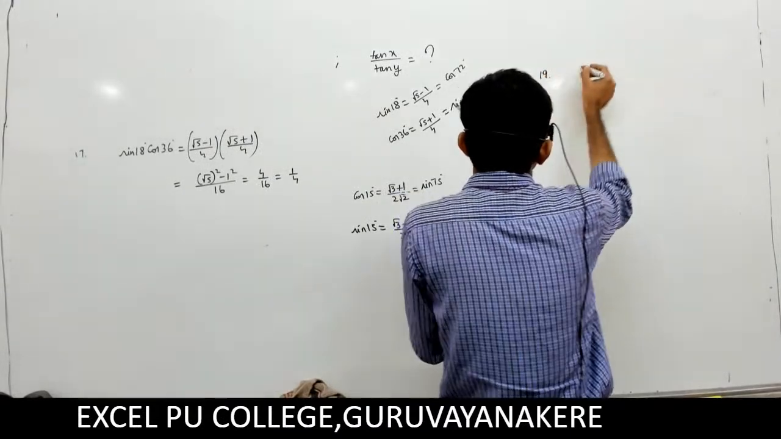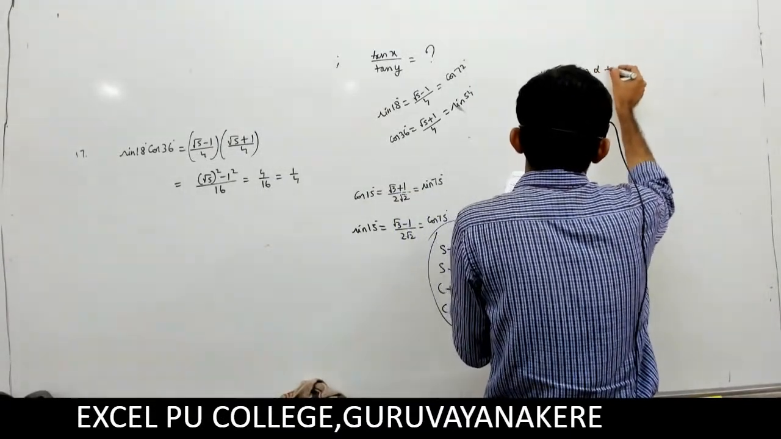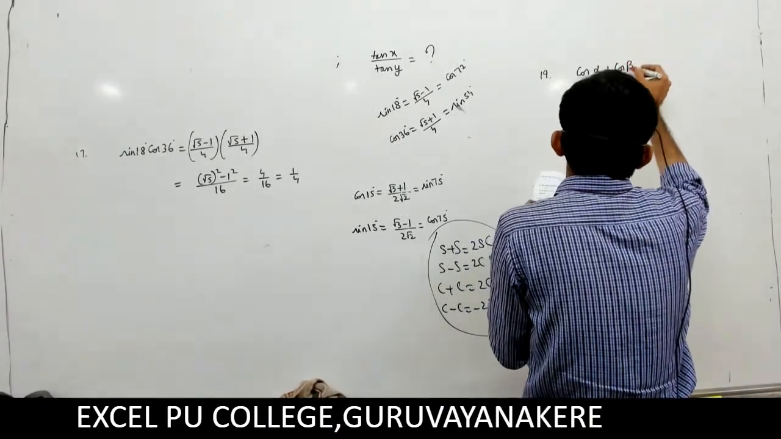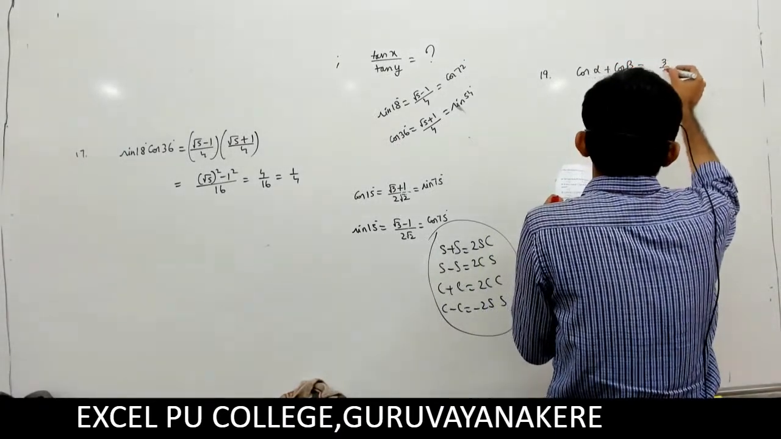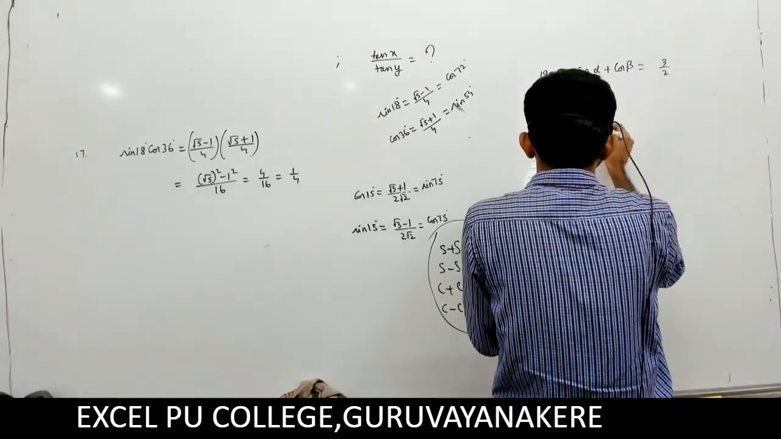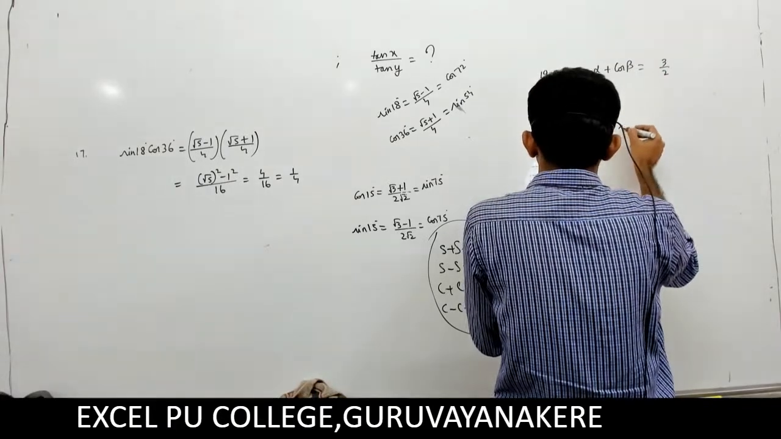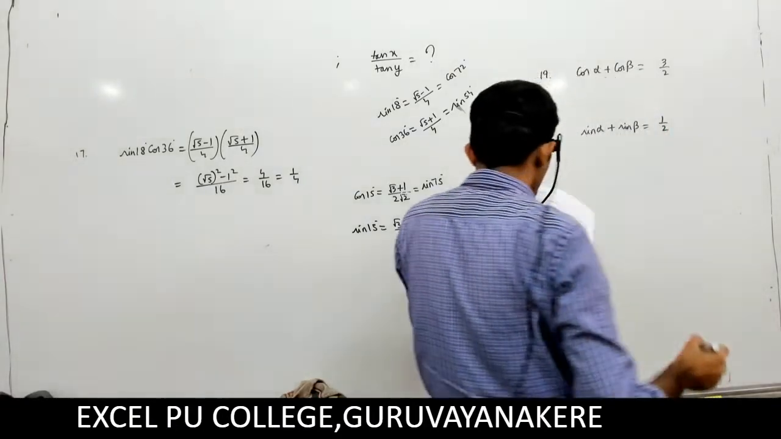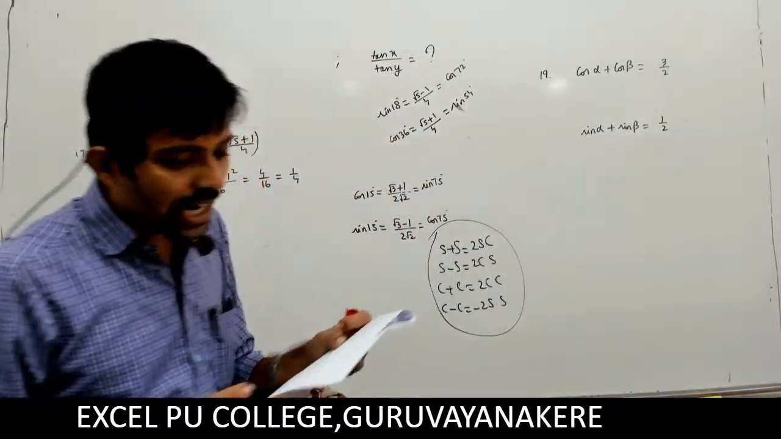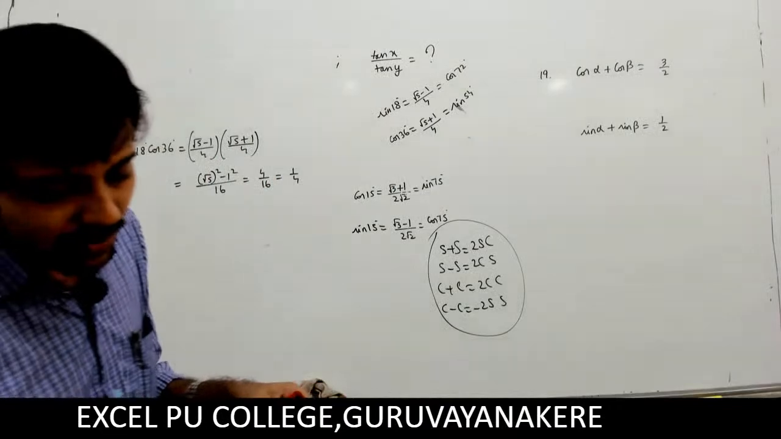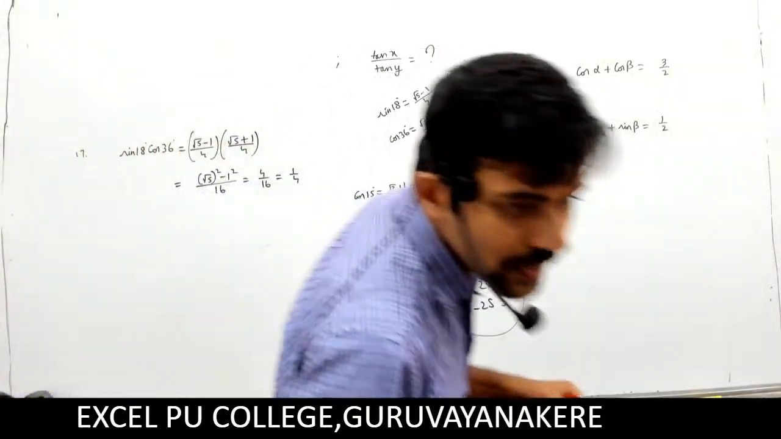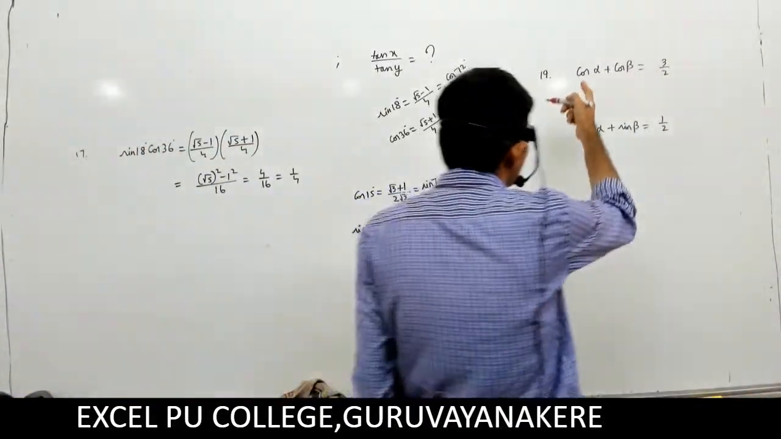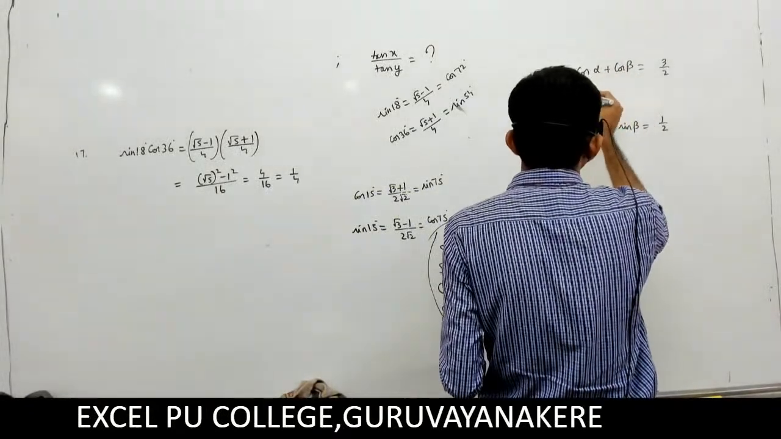19th one. Cos alpha plus cos beta is 3 by 2. Sin alpha plus sin beta is 1 by 2. Correct? Theta is the arithmetic mean of alpha and beta. I define the value of sin 2 theta. Here I apply the transformation formula, C plus C is 2cc.